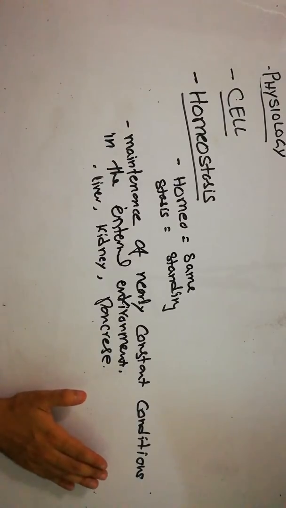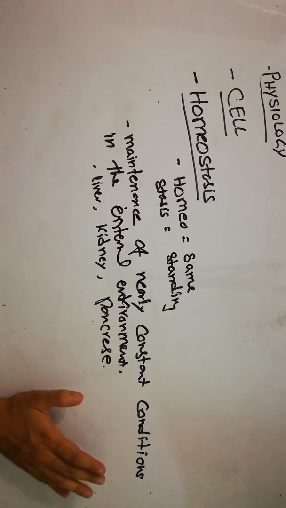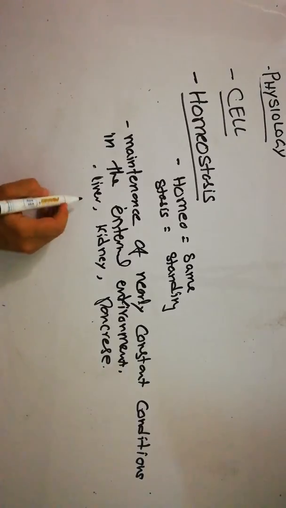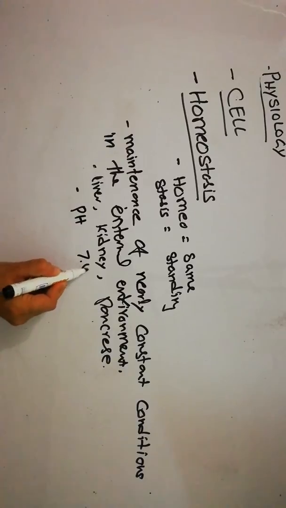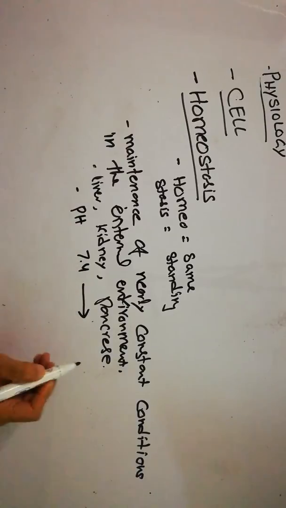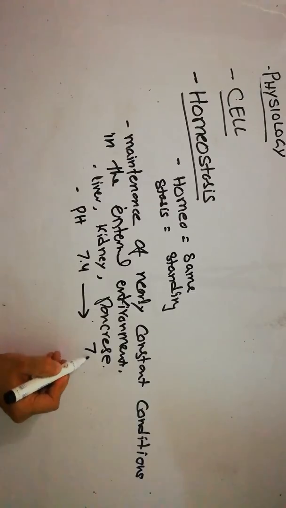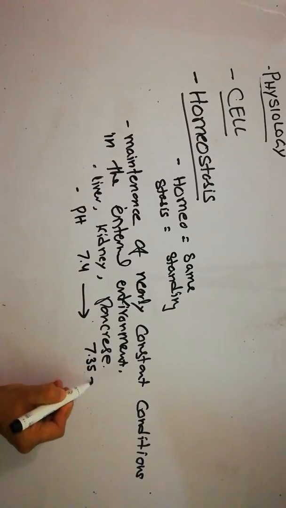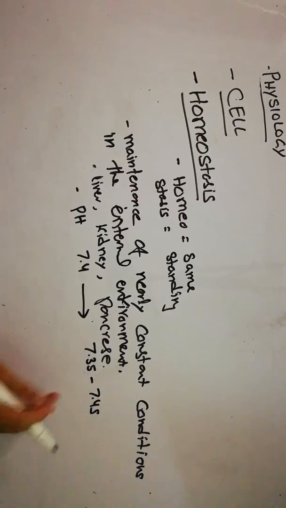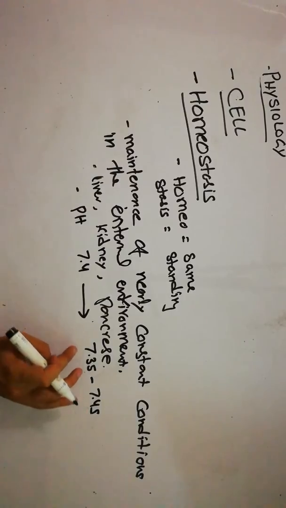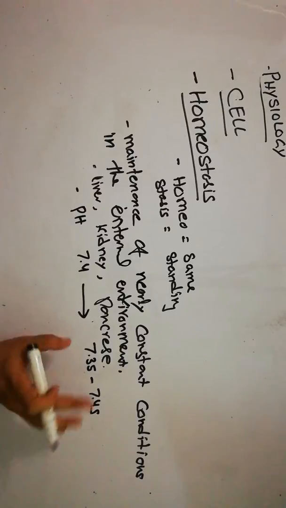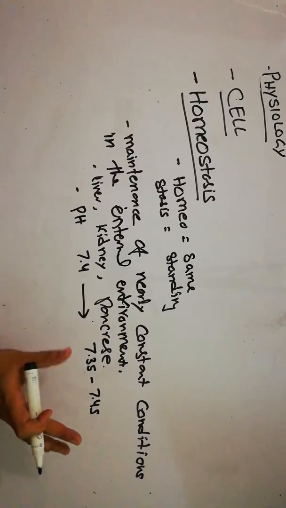Some examples of those conditions which are kept nearly constant are pH and temperature. The pH of the human body is about 7.4, and the body is trying to keep a pH between 7.35 to 7.45. It is a very narrow range, and believe me, a slight change above 7.4 and below 7.3 can even cause sudden death of the human body.